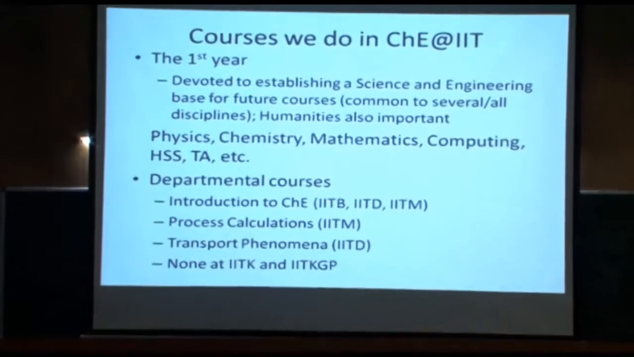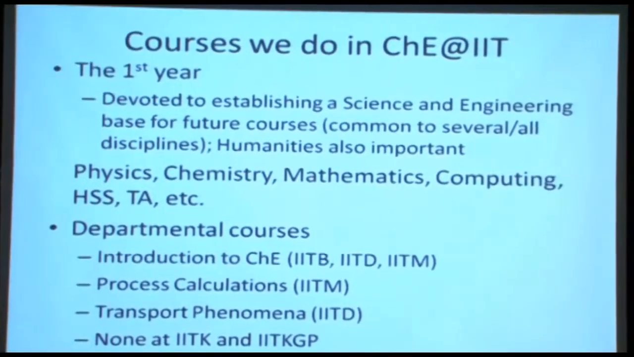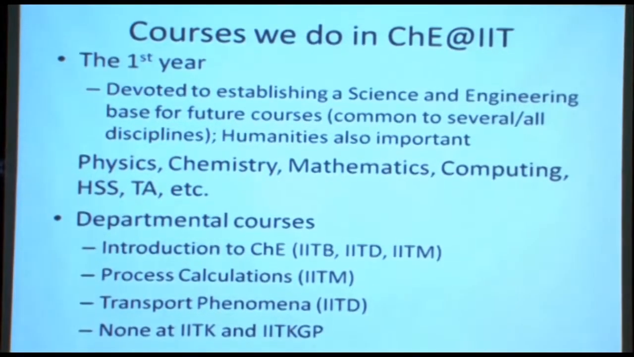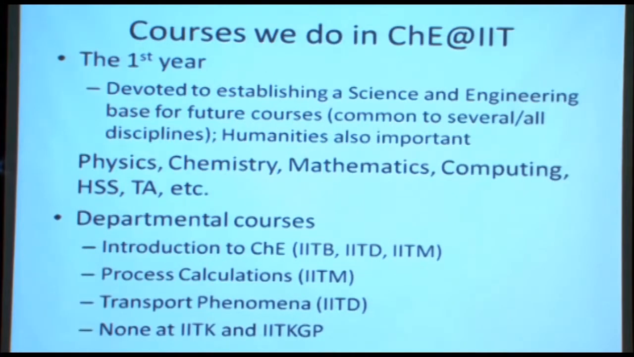Okay, so when you look at this analysis of these different IITs in terms of the chemical engineering program, you can see that there are several IITs where the first year is invariably devoted to science and engineering basis for future courses. So you have this component of the curriculum in terms of your physics, chemistry, life sciences, then you have your computer programming. You have got a large component of the humanities courses also. And these courses actually come close to a lot in terms of the first year.